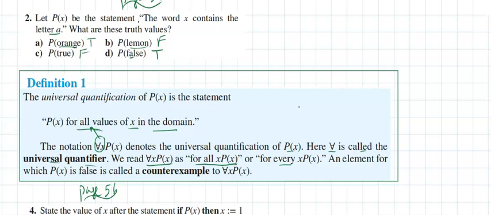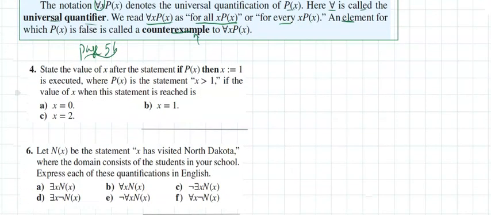An element for which P of x is false is called a counterexample for all. So if you say all the elements have a's, if you could find one element, just one, that doesn't have an a, that would be a counterexample to that statement.